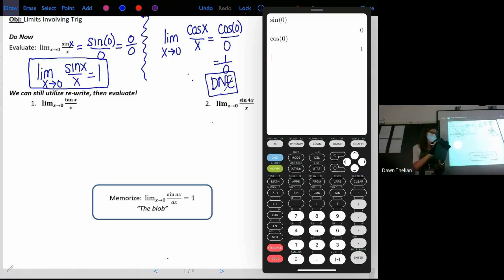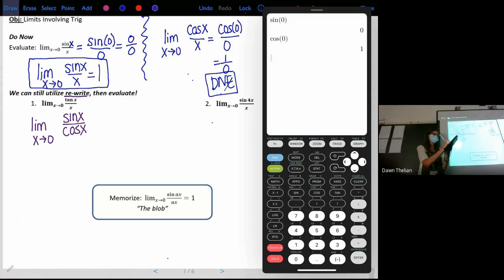So let's go back to the idea that we need to rewrite and look at number 1, the limit as x goes to 0 of tan x over x. Now, I can't factor or anything, but I can rewrite tangent. Does anyone remember what tangent is in terms of sine and cosine? Aiden? It's sine over cosine. Nice.